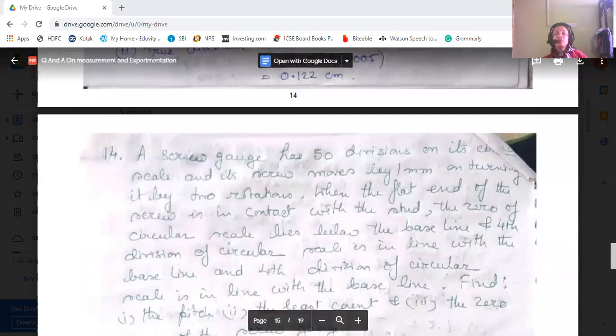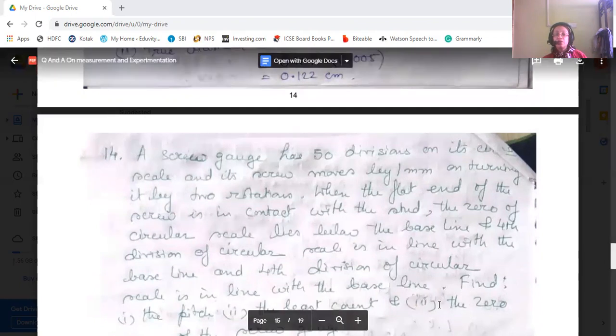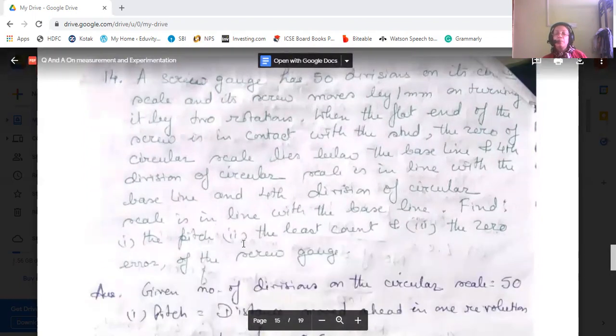Then a screw gauge has 50 divisions on its circular scale, and its screw moves by 1 millimeter on turning it by 2 rotations. That means in one rotation, it moves half a millimeter. When the flat end of the screw is in contact with the stud, the zero of the circular scale lies below the baseline, and the fourth division of the circular scale is in line with the baseline. Find the pitch, the least count, and the zero error of the screw.